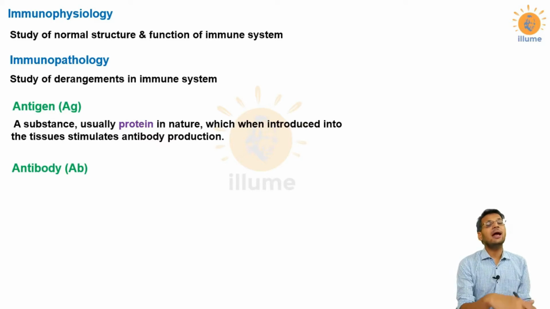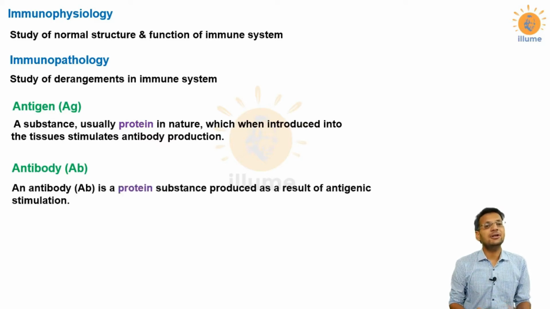Now if I talk about antibodies, then all the antibodies are proteins. There is a difference. All the antibodies are proteins, but most of the antigens are proteins. And antibodies are the glycoproteins which are produced by the body as a result of antigenic stimulation. So whenever an antigen enters your tissue, your body responds by producing antibodies against those antigens.